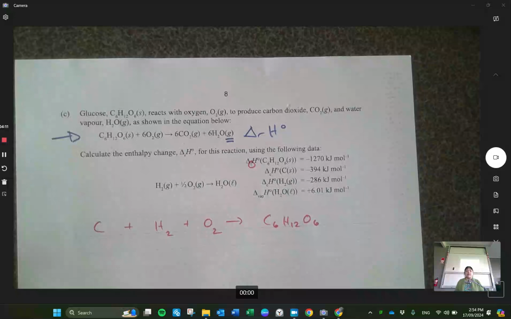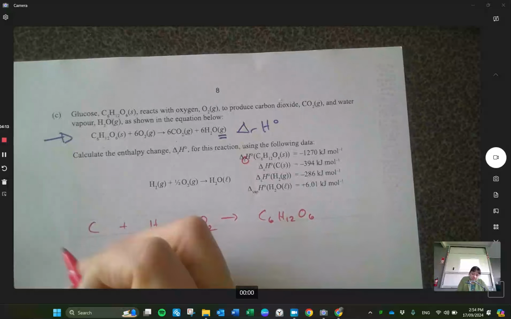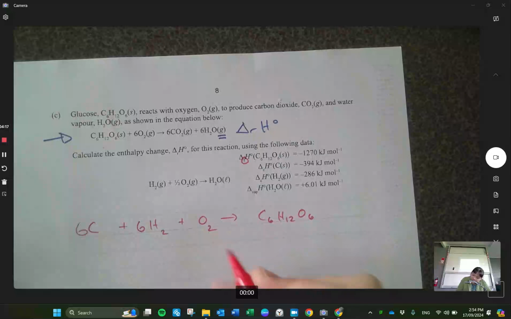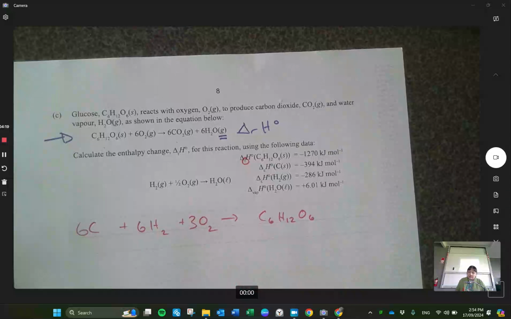C6H12O6. Are we okay with that? And then now I need to balance it. That should be a 6. That should be a 6. That should also be a 3. All right? 3, 3, 6. Are we okay with that?